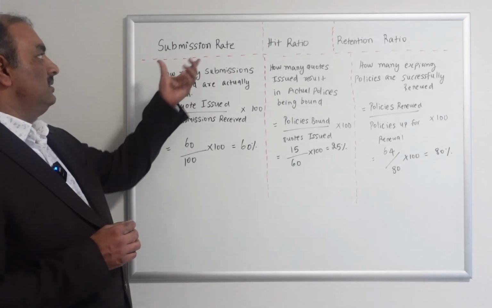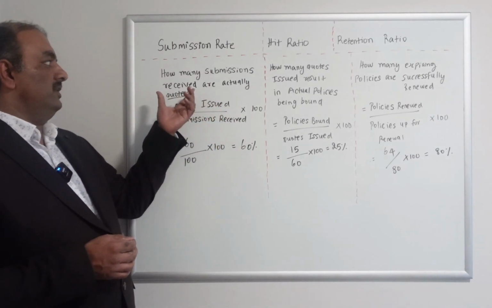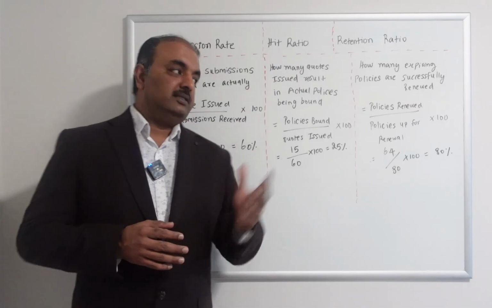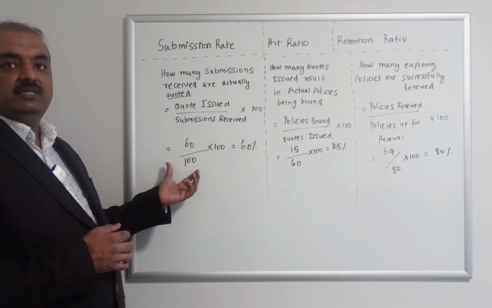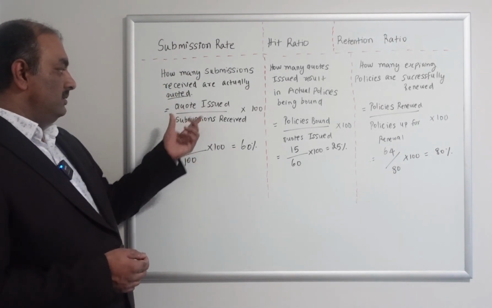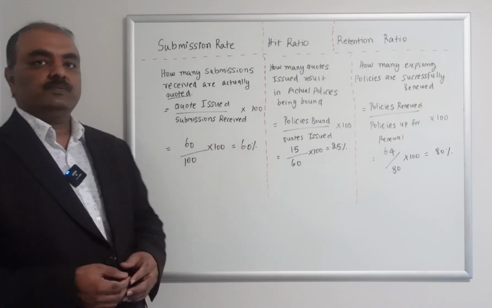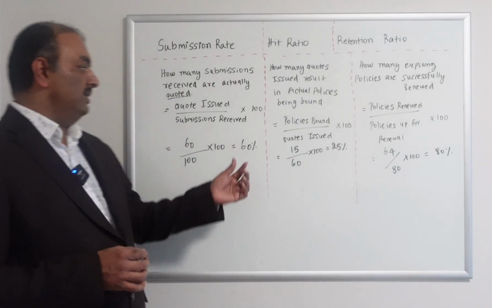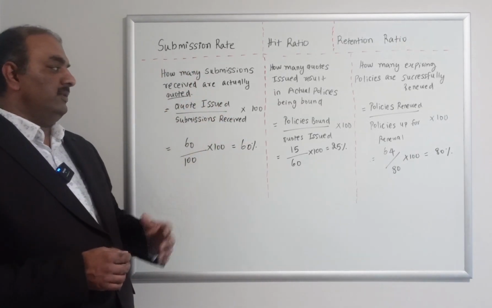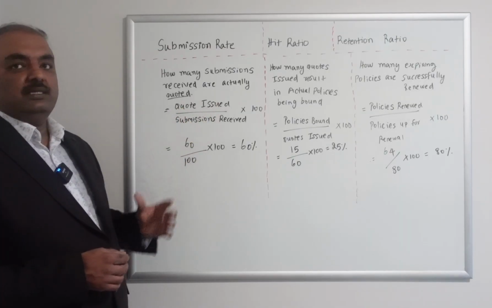The first one is submission rate. So what do you mean by submission rate? It's nothing but how many submissions we have received totally compared to how many submissions were quoted. Say, for example, if you have received 100 brand new submissions from different customers and brokers, out of that, say we have quoted 60, then what we do is 60 by 100 into 100 is equal to 60%. So that means the submission rate is 60%. Whenever you see management people talking that my submission rate is 60%, that means out of the 100 submissions, only 60 got quoted.